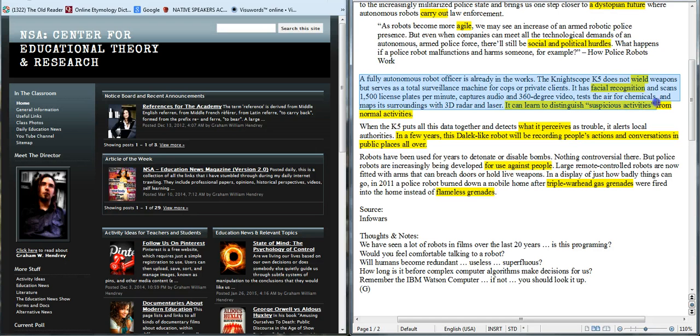It can learn to distinguish suspicious activities from normal activities. And what does that even mean, suspicious activities? It's so general, sneezing could be considered a suspicious activity. When the K5 puts all this data together and detects what it perceives as trouble, it alerts local authorities, whoever they might be. It doesn't alert the local police station, it alerts local authorities.